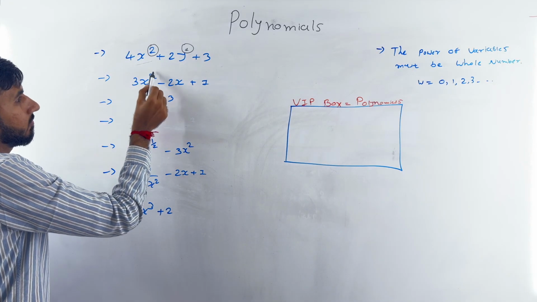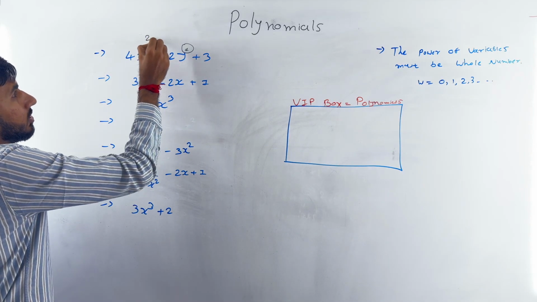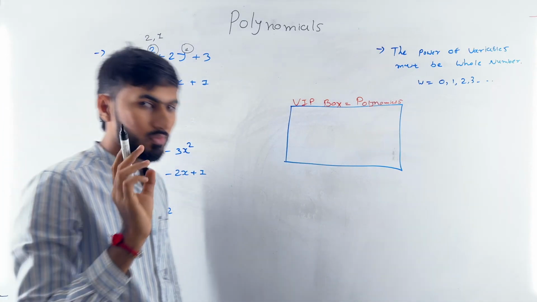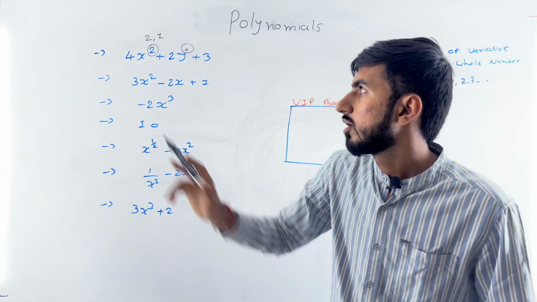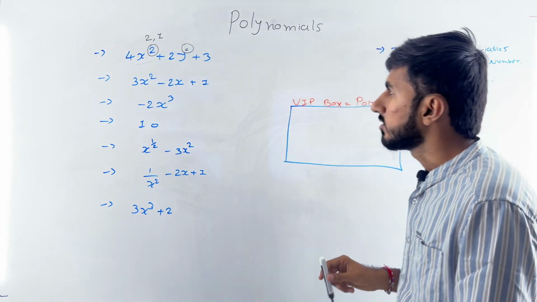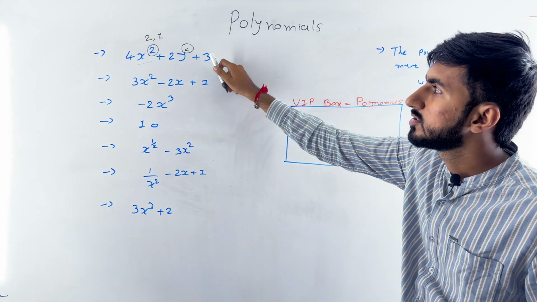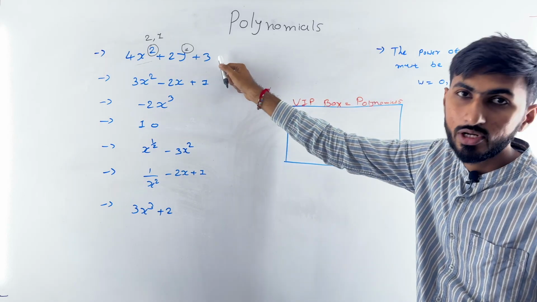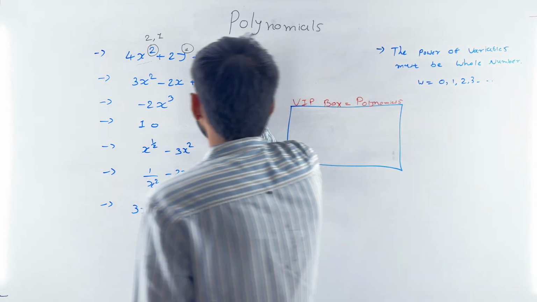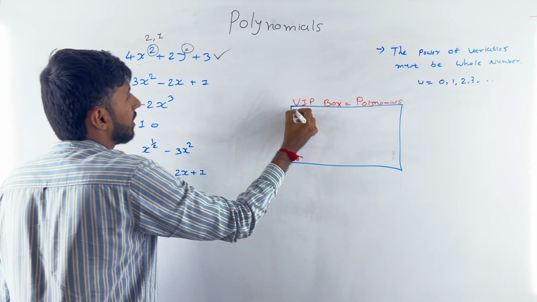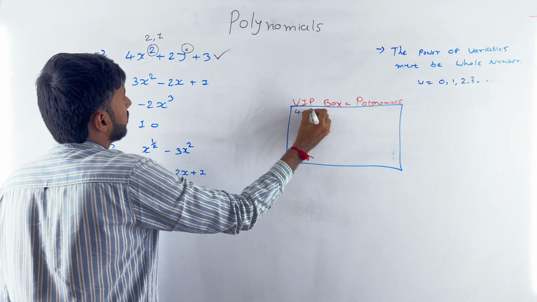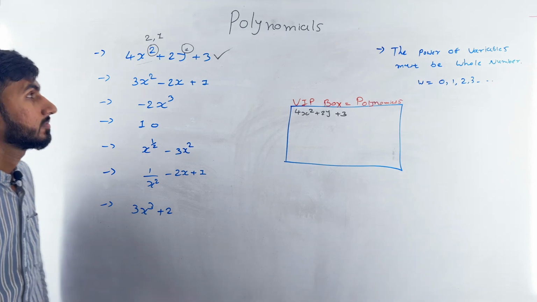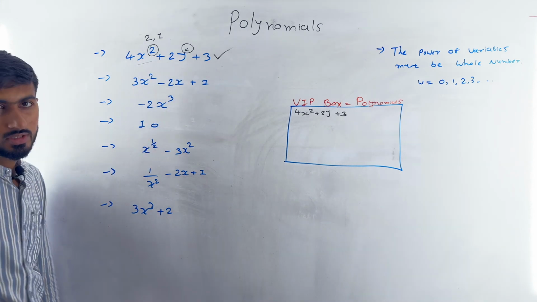Now for these powers, we have to check 2 and 1. Are 2 and 1 whole numbers? We all know that 2 and 1 are whole numbers. So all the powers of variables in this algebraic expression are whole numbers. So it can be a polynomial, right? So this is our first polynomial. I can write it in the VIP box: 4x square plus 2y plus 3. Right? Here I have two variables.